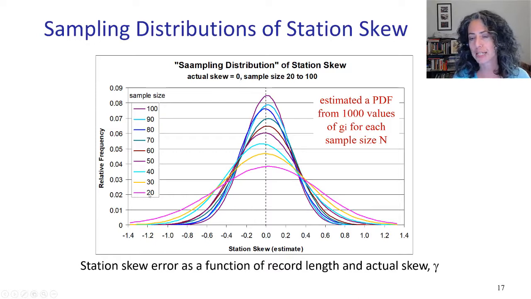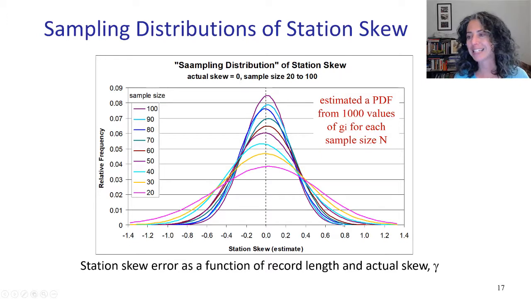I sampled from sizes of 20 up to 100. This one is sampled from a known skew of 0. And this really should be histograms, but it doesn't look very clear to have all of these histograms plotted together. So I just fit some distributions to my histograms, but they're kind of wonky because they actually are from data. So these are actually from my 1,000 samples of each sample size, having computed skew for each of them. So we see the pink is samples of size 20 with an actual skew of 0. They range from about minus 1.4 to positive 1.4.